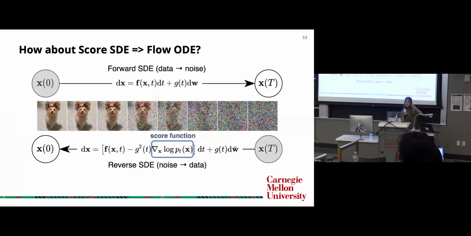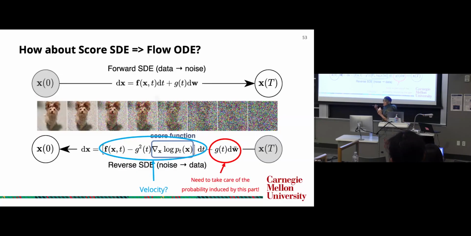What about the other way around? Can we transform the score SDE into an ODE, a flow ODE? What do we think by looking at this formula? Okay, just get rid of the G part, right? Is that what you said? All right, so this part looks like a velocity. But the problem is the G part, the Brownian motion part, actually induces some probability because it's a Gaussian. So we still need to take care of that part.